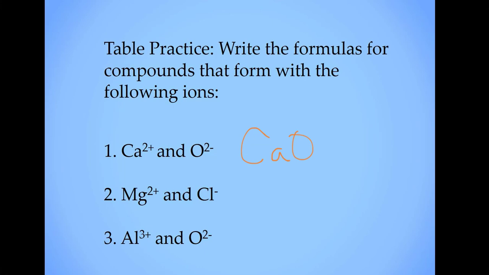Let's look at the next one. So we have magnesium and chloride ion. I'm going to have two chloride ions. So this will be MgCl2. And number 3, we have aluminum and oxygen. And so I'm going to have two aluminums and 3 oxygens, because I have to go up to a +6 and a -6. So I have to have two aluminums and then 3 oxygens to do that.